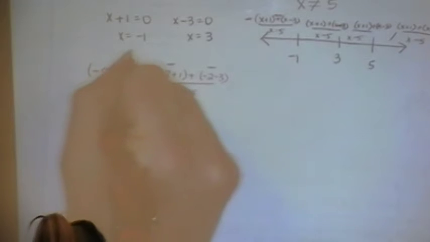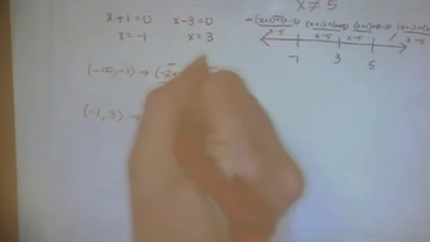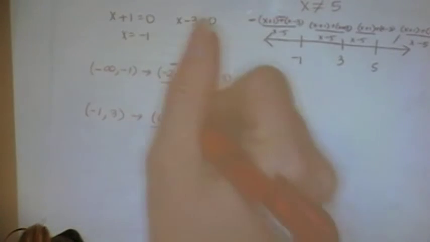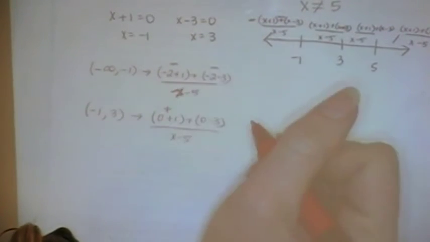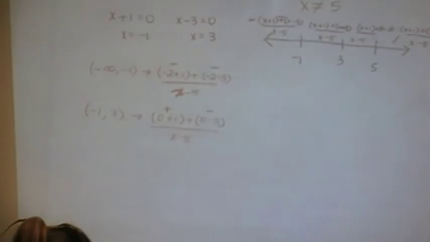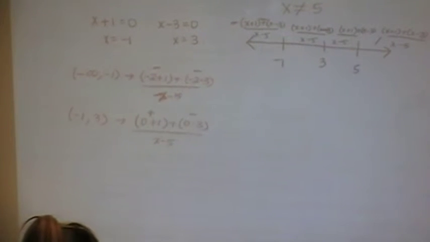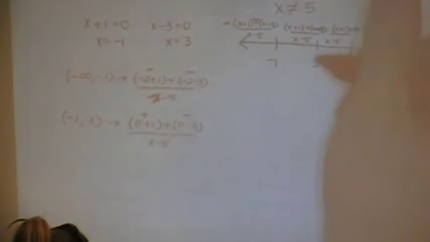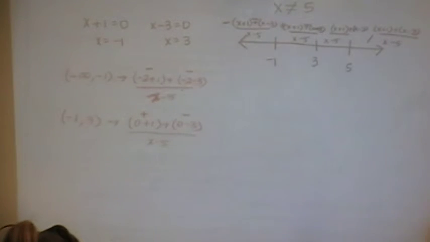Now I have to go from negative 1 to 3. Zero's between there, so I'm going to use 0 when I plug in. My first piece comes out positive. My second piece comes out negative. So I have to make sure that's what they look like. My first piece is positive. My second piece has to be negative.